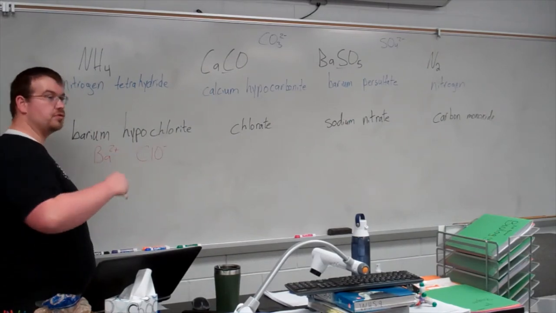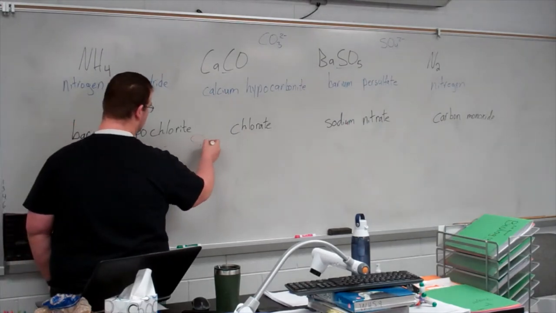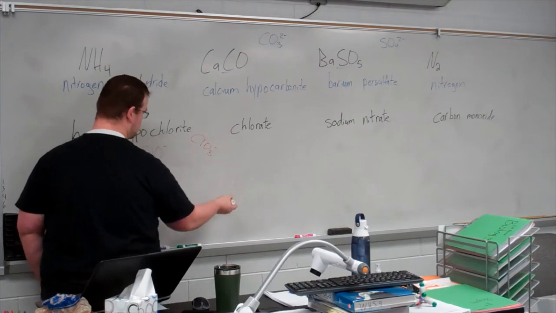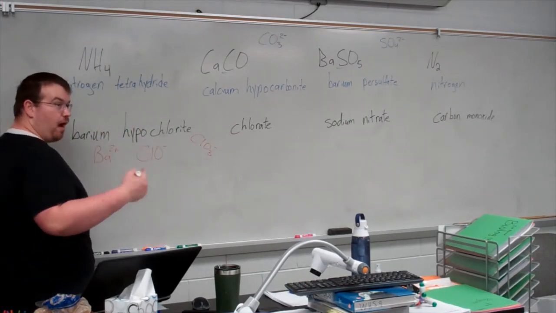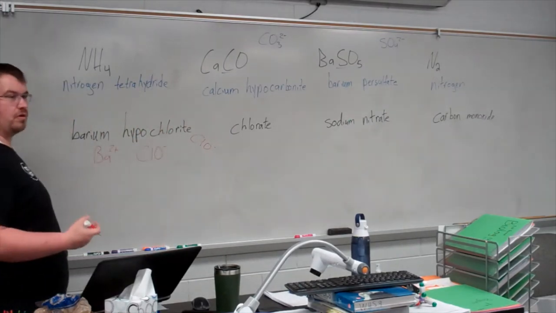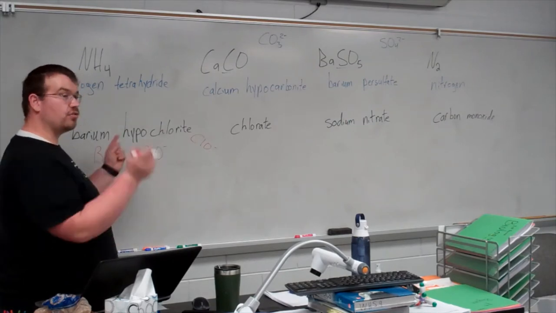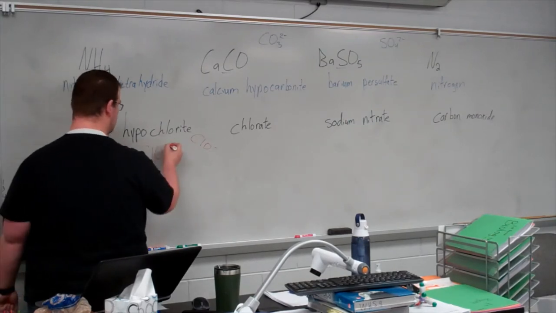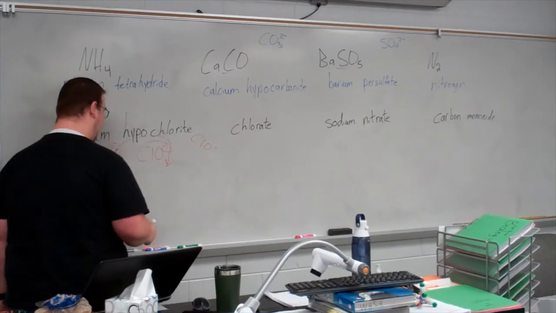No, 2 fewer. There's 2 less oxygens. Look at chlorate. Chlorate is ClO3-. Hypochlorite's 2 fewer oxygens, so 3 minus 2 is 1, so ClO-. So now you're going to cross the charges. This 1 comes over here for the barium, this 2 comes over here for the hypochlorite.